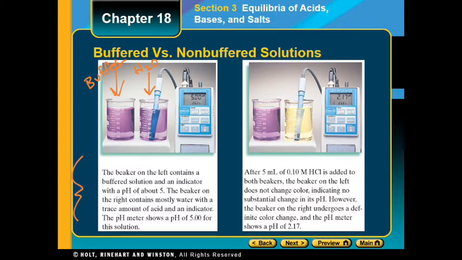If we go over here to the right side now, if you add 5 milliliters of 0.1 molar hydrochloric acid. Now, hydrochloric acid is a strong acid. That's not a very large concentration of it, though, and 5 milliliters is about a teaspoon. If you add 5 milliliters to the buffer solution, notice that there's really not a change. But if you add it to the solution that was mainly water with just a little bit of acid, it will affect the pH, and the pH does lower.